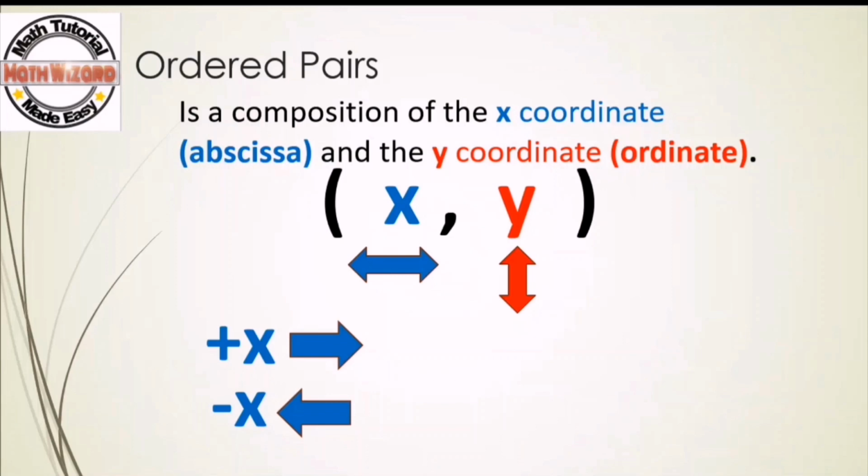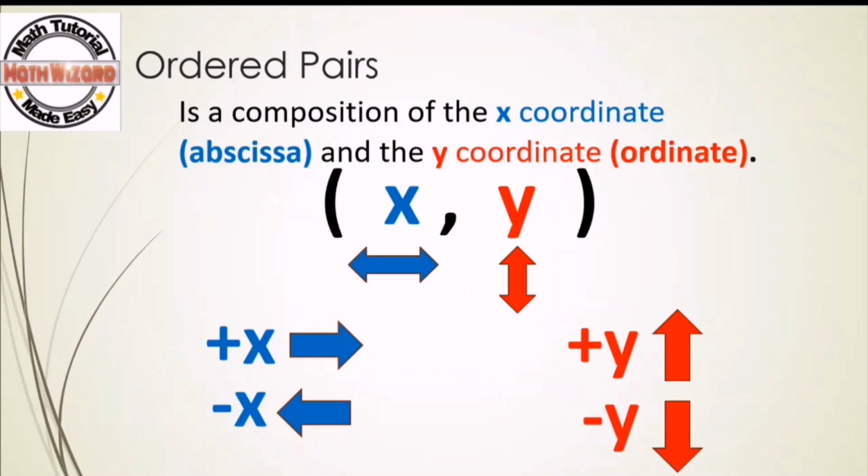While y, or ordinate, will direct us upward or downward from the origin. If y is positive, the direction is going upward. And if y is negative, the direction is going downward.